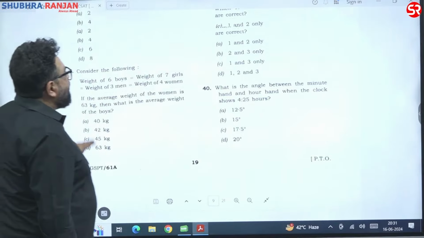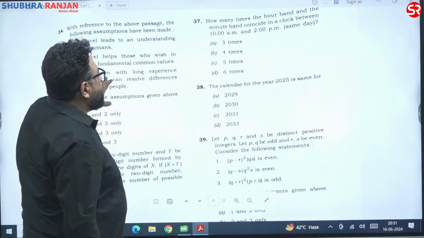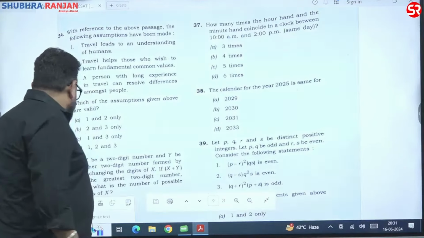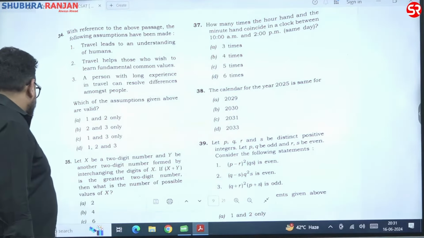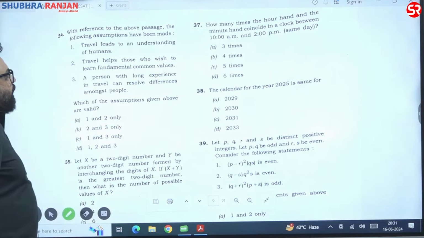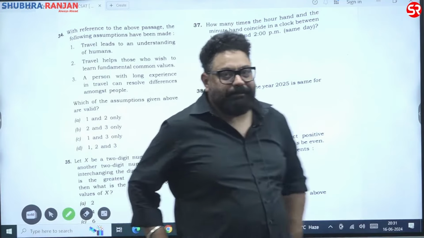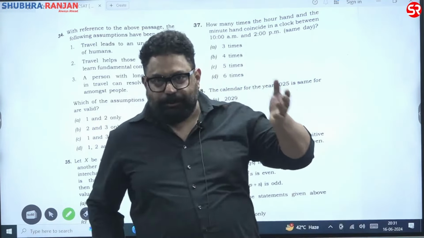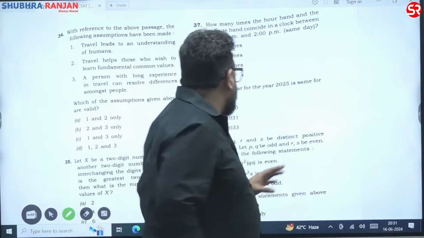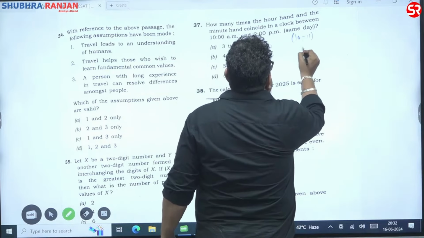And believe me, this might be the easiest paper you would see for the past 4 or 5 years. And come on, guys, you should have done this question with your eyes closed. How many times do the hour hand and the minute hand coincide in a clock between 10 to 2 p.m.? 10 to 2. So 10 to 11, one time.